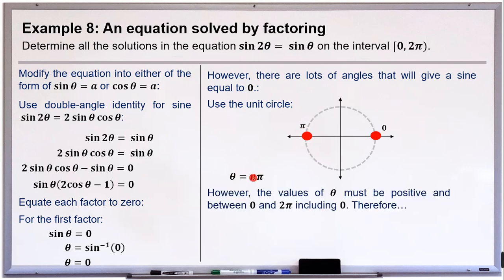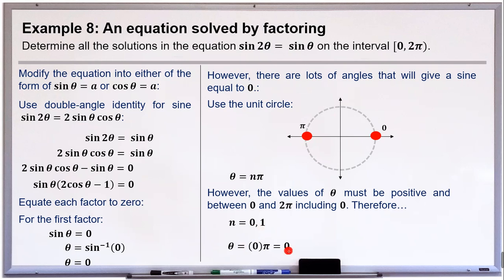However, the values of theta must be positive and between 0 and 2 pi only, including 0. So therefore, our n here starts from 0 and then ends in 1, not in 2, because 2 pi is not included anymore in the solution.